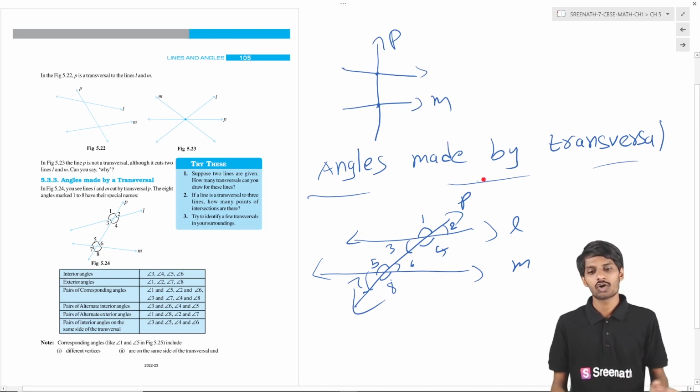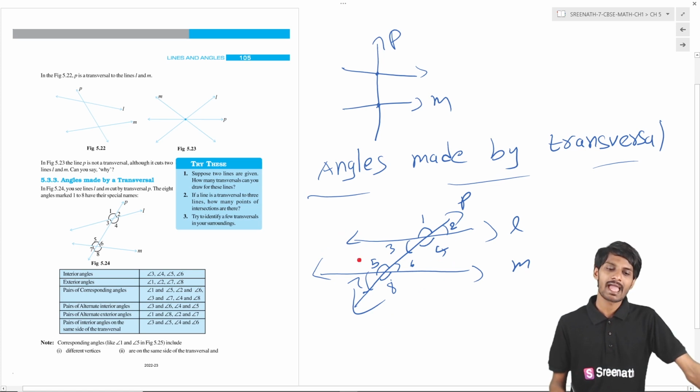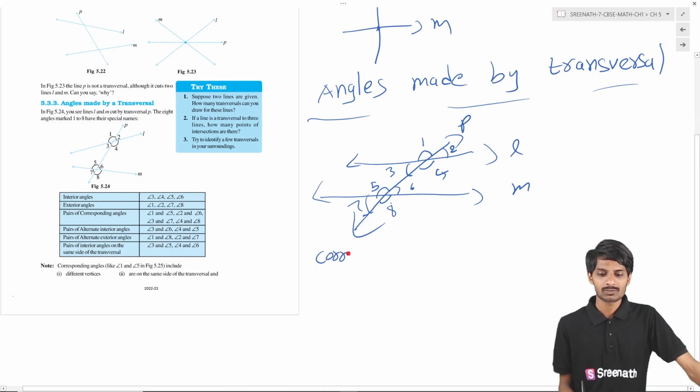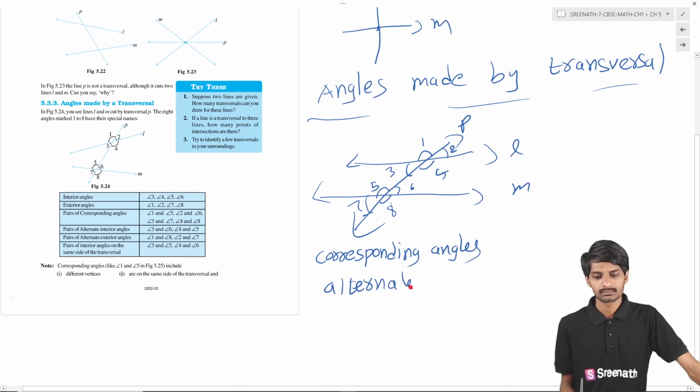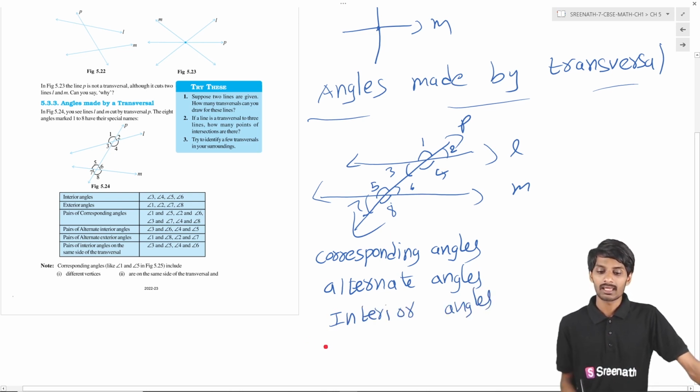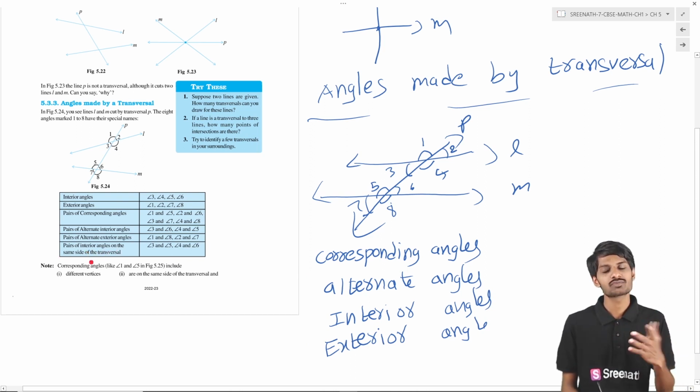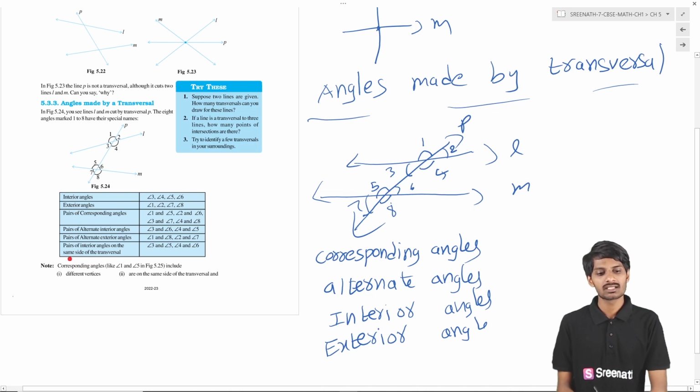These are the angles formed by a transversal, students. In these angles there are some kinds of angles. What are they? They are corresponding angles, and there are alternate angles, and there are interior angles, and there are exterior angles, and pairs of interior angles on the same side of the transversal. So these are the different angles we are having, students.